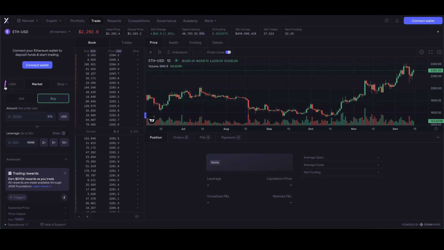And this always occurs when you choose a market order right here. Then you cannot set any price because you are going to enter the market immediately at the current market price. So the good thing with a market order and a market taker is of course that you can enter the market immediately. On the other hand, the fee is a little bit higher.